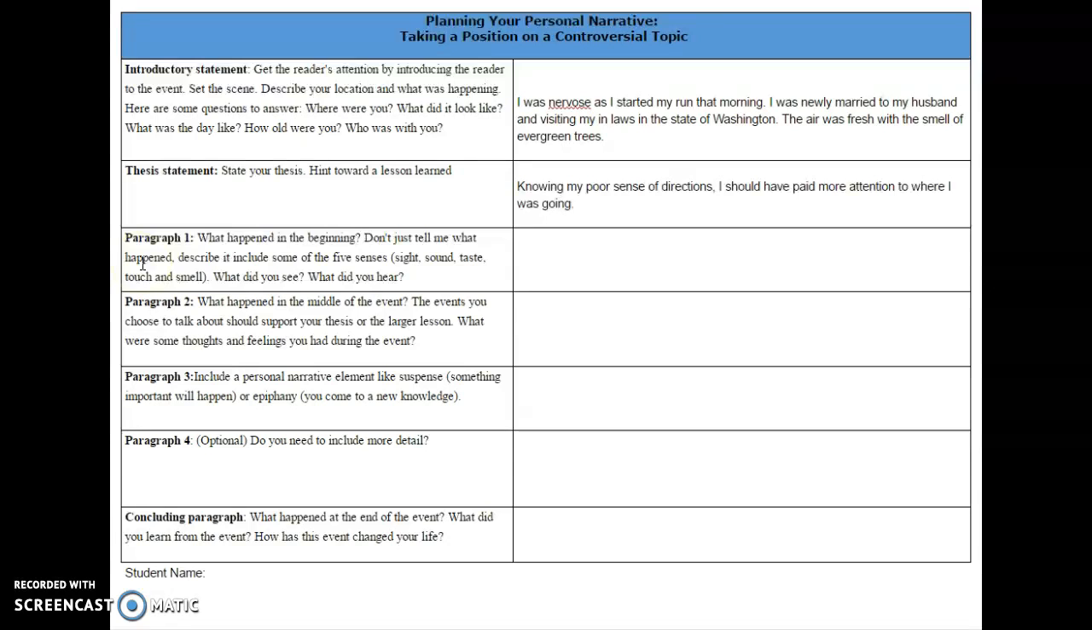We're now moving on to the first paragraph. This is where we start telling our story. What happened at the beginning? Okay, we want to include sights, sounds. What did we see? What did we hear? This is the paragraph that I'm writing.